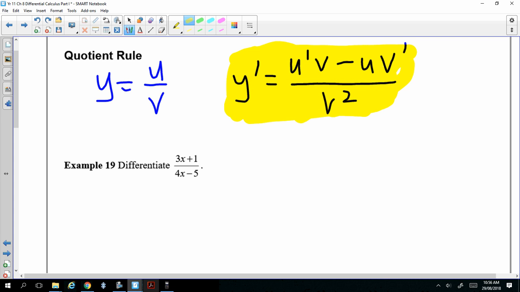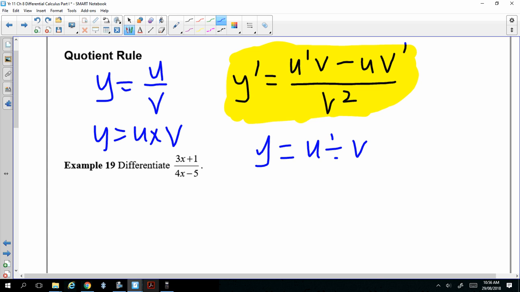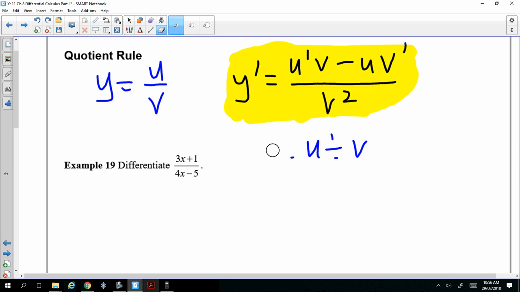It's a fraction. Just like before, you had y equal to u times v, now you get u over v as a fraction. Before you multiplied, now you divide. Quotient rule. Y equals u over v. That's the y dash. That's differentiating this.